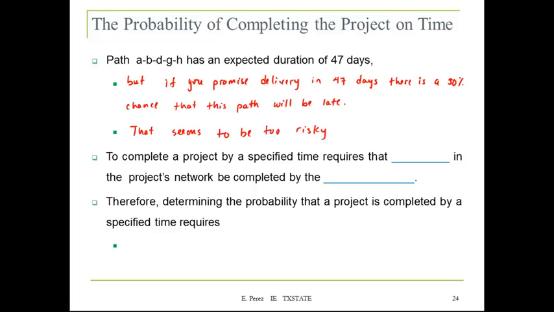So to complete the project by a specified time requires that all the paths in the project network be completed by the specified time. So again, remember that not only the critical path is based on estimates, the other paths in the project are also based on estimates. So we need to make sure that, for this type of problem, and also in reality, when we are dealing with these estimates, all the paths must be achieved within the time required.